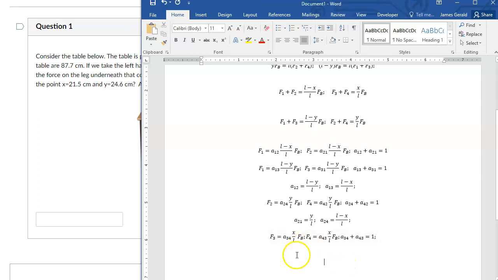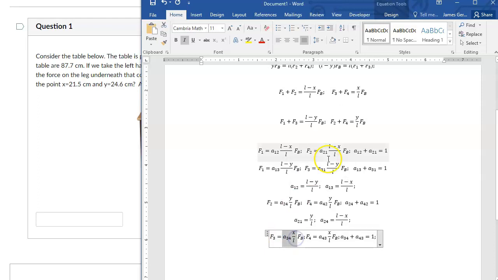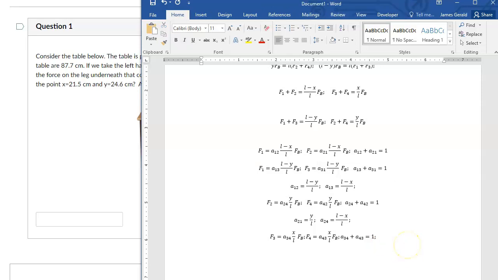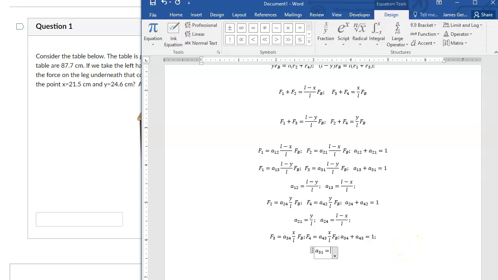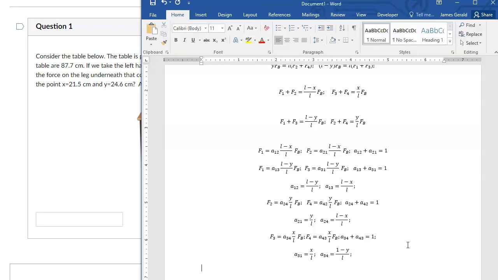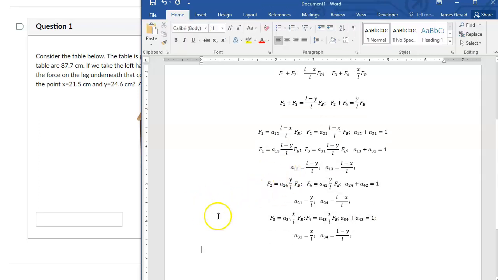Okay. And so if we look at the coefficients for F3, we have F3 is something times X over L times FB, and we have F3 is something times 1 minus Y over L times FB. And so we could propose, we've got A31 is X over L, and A34 is 1 minus Y over L.